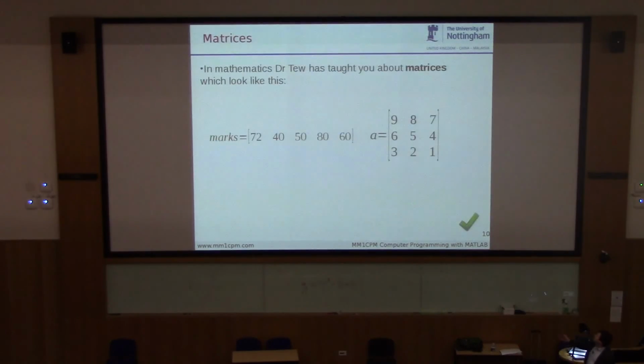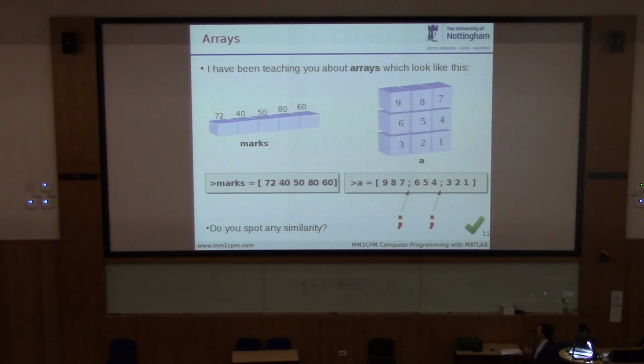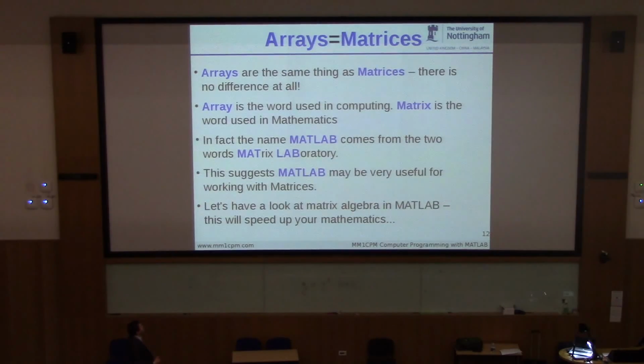Right. So, your maths tutor has told you about matrices. You can define an array, a matrix called marks: 72, 40, 50, 80, 60, or you can define a 2D matrix, for example, like this: 9, 8, 7, 6, 5, 4, and you all recognise that. These are matrices. And I've been teaching you about something called arrays in MATLAB. You could define the array marks, 70, 40, 50, 80, 60 in MATLAB, or you could define the 2D array, remembering that the semicolons basically mean new line. So it'd be 987, semicolon new line, 654, semicolon 321. So you can do arrays in computing and matrices in MATLAB, or the other way around.